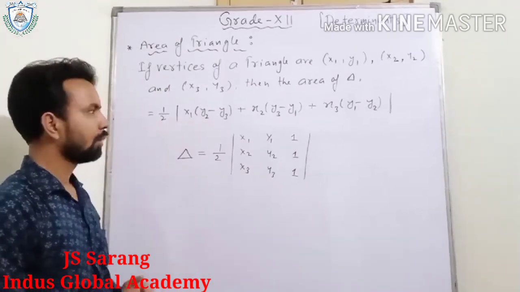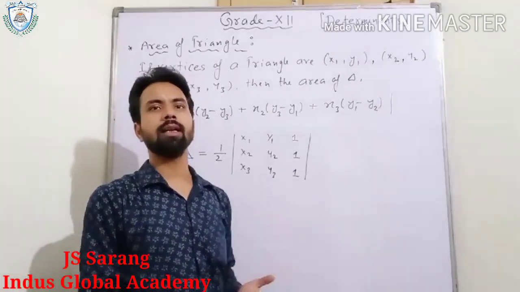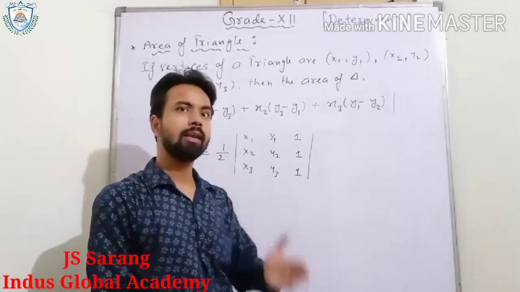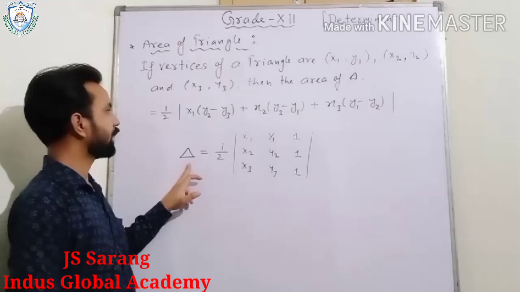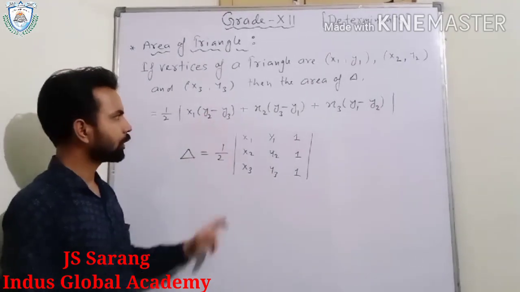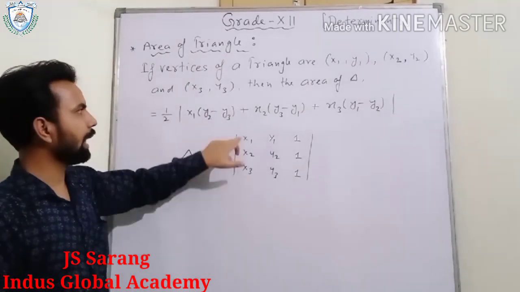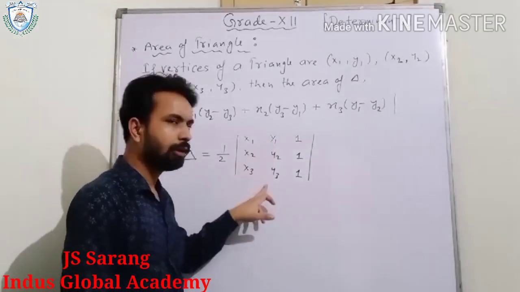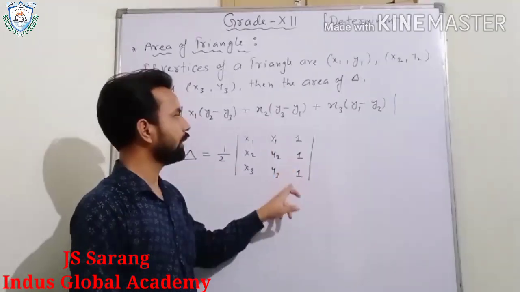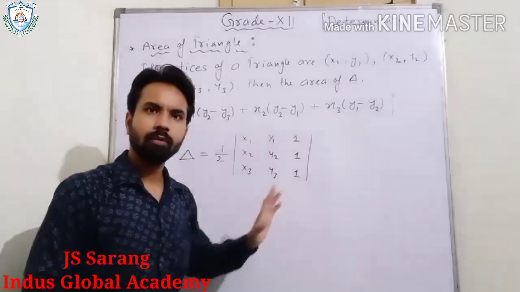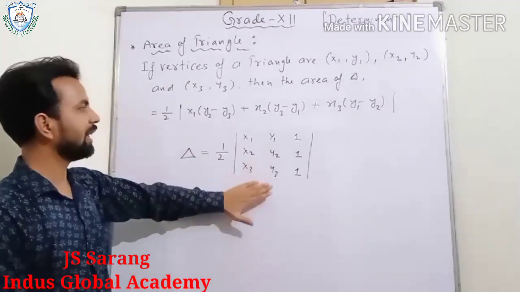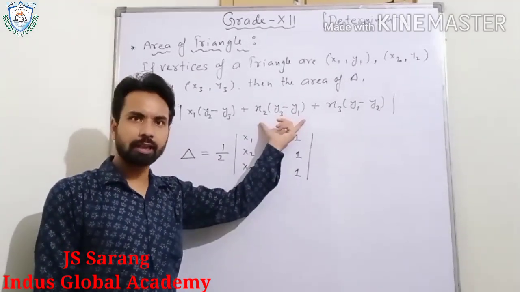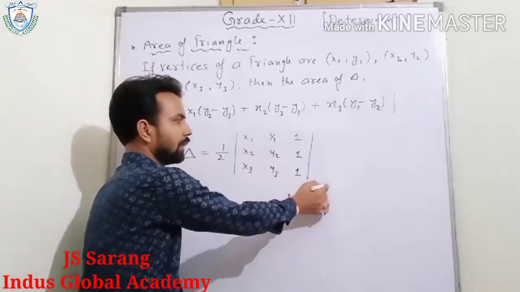So if we have to find the area of a triangle when all three vertices are given, by the determinant method, the formula will be delta equal to 1 by 2 determinant of, in the first column the x-coordinates, in the second column the y-coordinates, and in the third column 1, 1 and 1. This is the determinant expression. Is it clear? Hope it is clear to everyone.